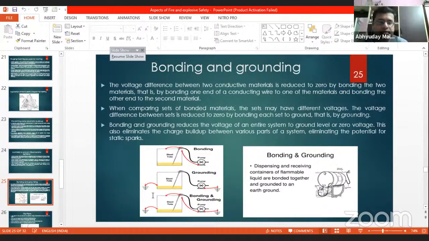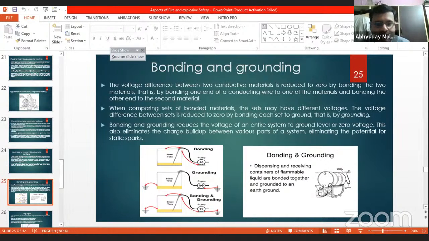So these metals, because they may be at different voltages, because of the difference in voltage between these two pieces of equipment, there can be a discharge of static electricity. But we don't let that happen. How? We connect a conducting wire between these two materials so that the material where the voltage accumulation or the static charge accumulation is high, that charge will go through the conducting wire and ultimately there will be a charge equilibrium.